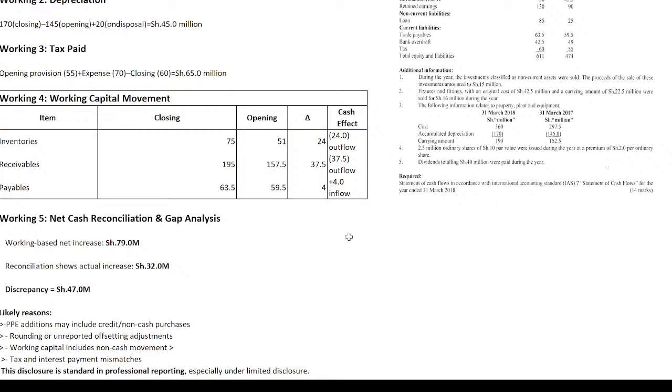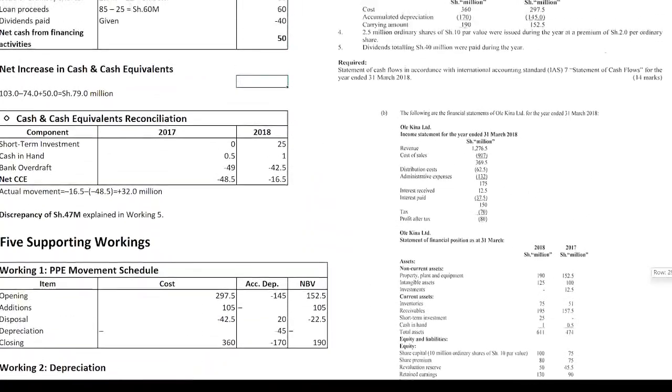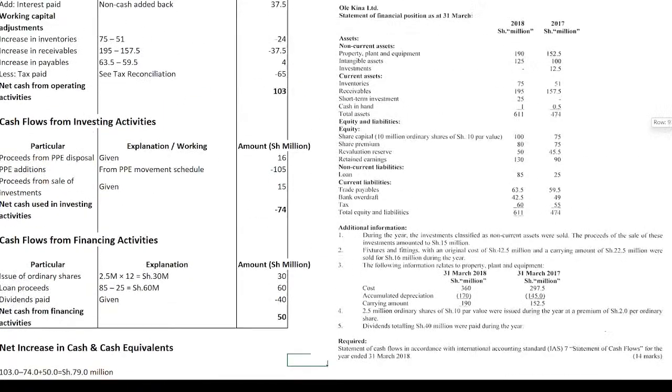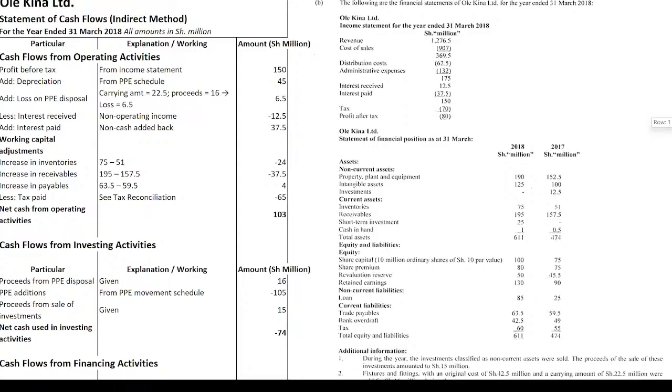So all what we have done, you can say our disclosure is standard in professional reporting, especially under limited disclosure. So we have been given a limited disclosure. But if you have any additional information that pertains to this, or you have any scenario where you get not 79 million, let me know. But with this disclosure, we have got all the marks that we need to pass in our exam. So this is what you are supposed to do for the statement of cash flows for this year.